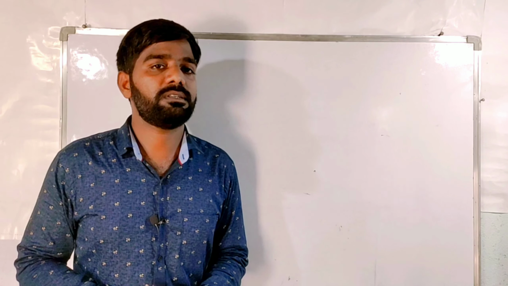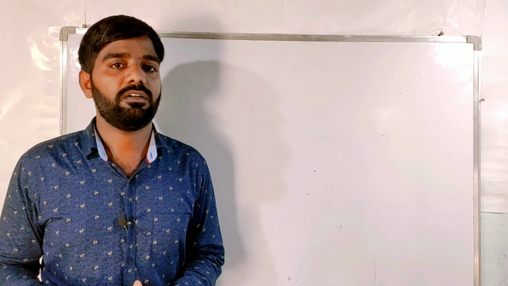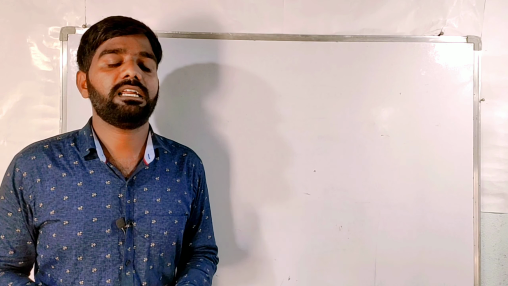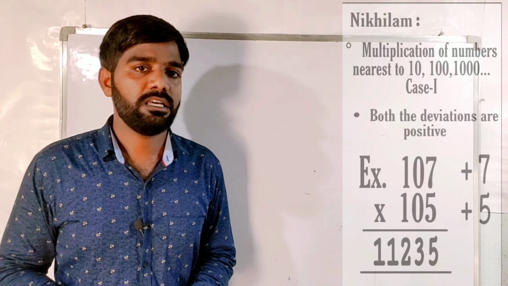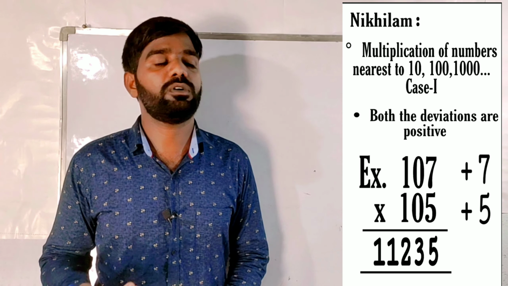So next method చూద్దాం. The second method is Nikhilam. It means deviation. Deviation means variation. In this technique there are three cases. The first case is if both the deviations are positive, means the given two numbers are more than 100.